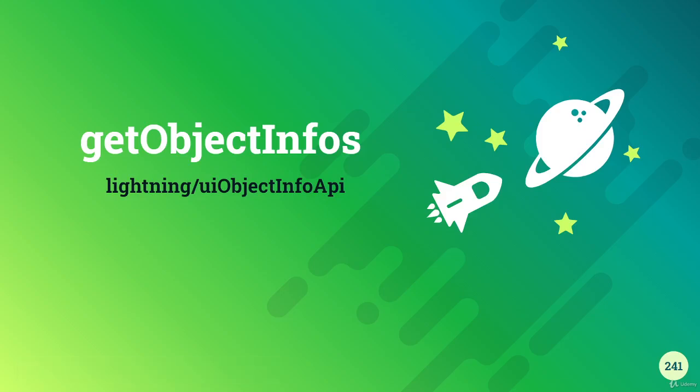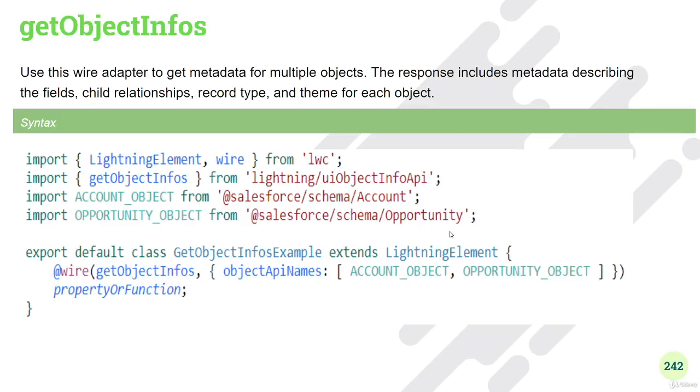In this video, we'll talk about the getObjectInfos wire adapter, and this adapter also comes from the UIObjectInfo API module. As we have seen in the previous video, the getObjectInfo wire adapter is used to fetch the metadata of a single object, and we use getObjectInfos when we want to fetch the metadata for multiple objects in a single component. It works in the same way, but this gives us the freedom to fetch the metadata for multiple objects.